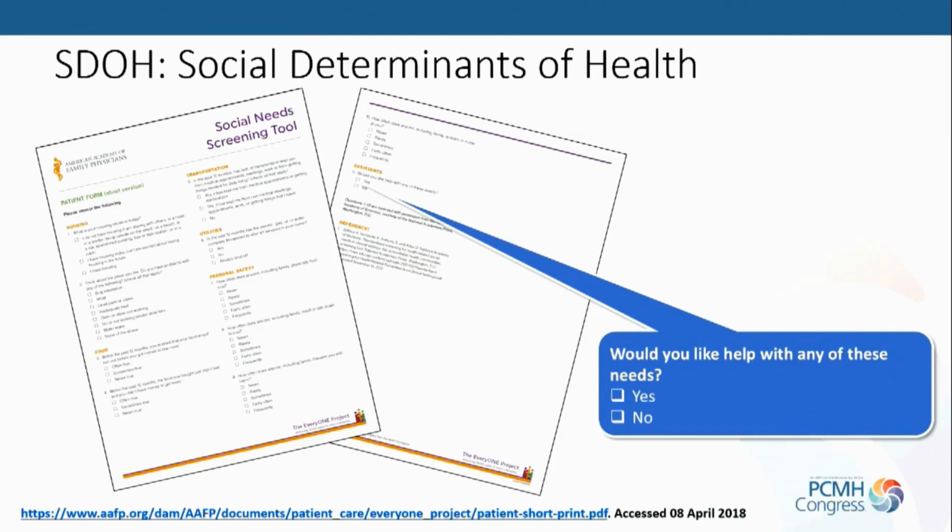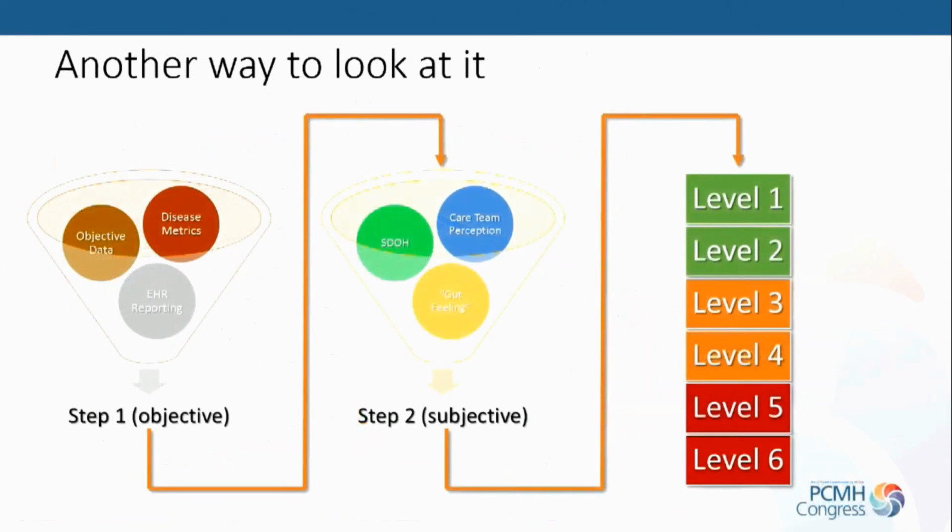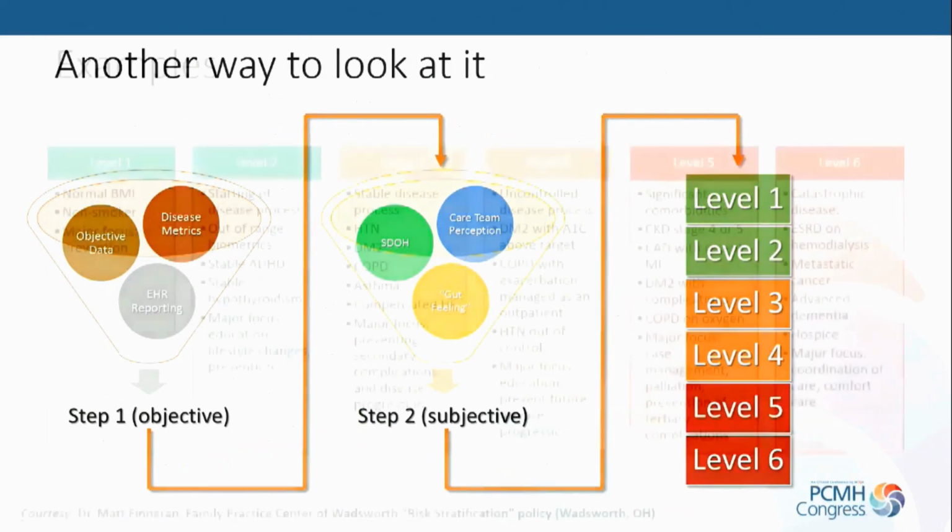Same with risk stratification. Eventually you're going to find yourself saying, oh, that's a level 3. Oh, he feels like a 5. Right? You're just going to get it. You're just going to know because you know your patients best.